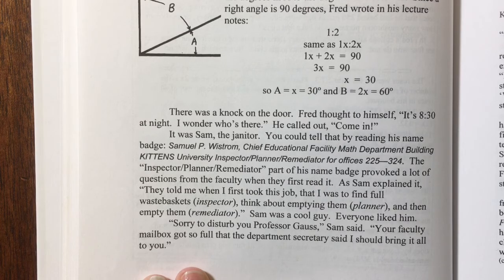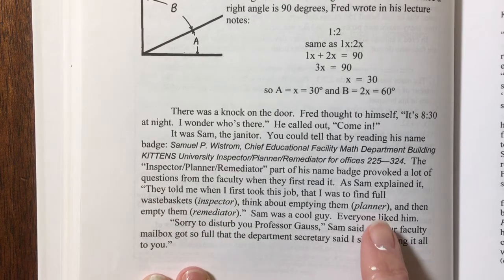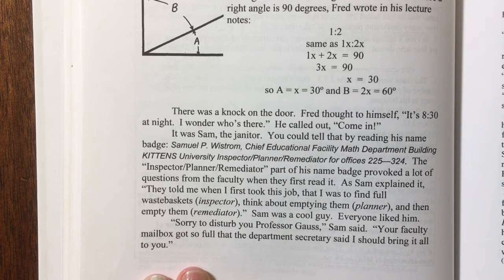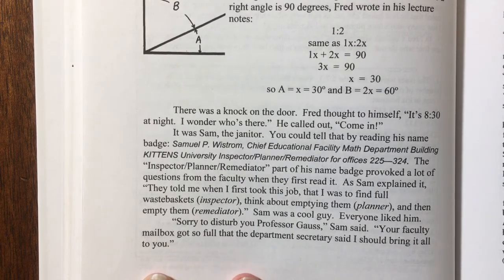The Inspector, Planner, Remediator part of his name badge provoked a lot of questions from the faculty when they first read it. As Sam explained it, they told me when I first took this job that I was to find full waste baskets, Inspector, think about emptying them, planner, and then empty them, remediator. Sam was a cool guy. Everyone liked him. Sorry to disturb you, Professor Goss, Sam said. Your faculty mailbox got so full that the department secretary said I should bring it all to you.